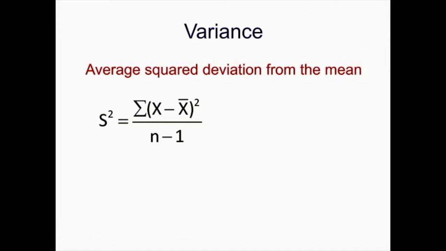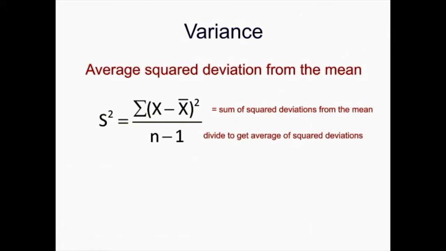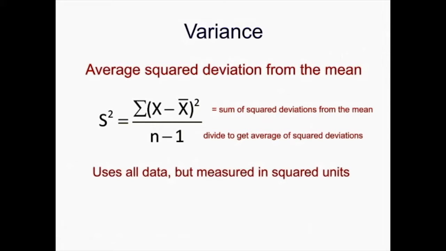Looking at the numerator, we can see that each score, x, is included in the formula. The mean is subtracted from each score, squared, and then summed across all scores. The sum of squared mean deviations is then divided by n-1 to get an average. You might be wondering why we divide by n-1 and not n. It is because we use the sample variance as an estimate of our population variance, and dividing by n-1 gives us a better estimate.